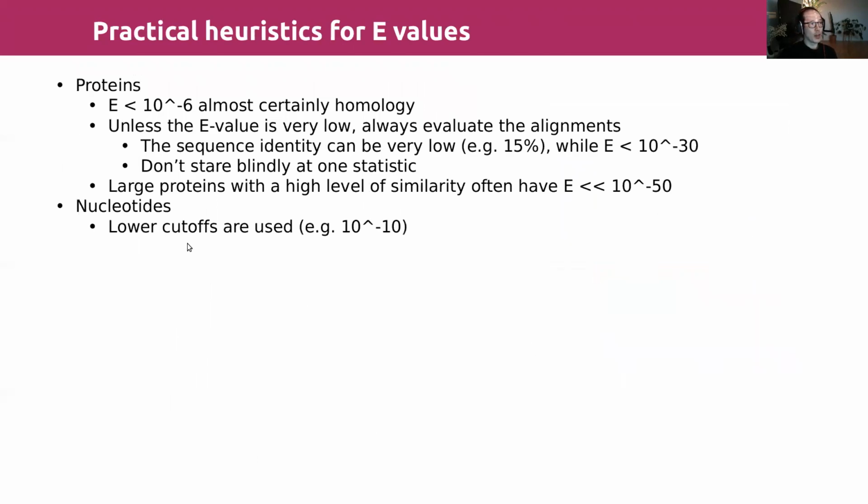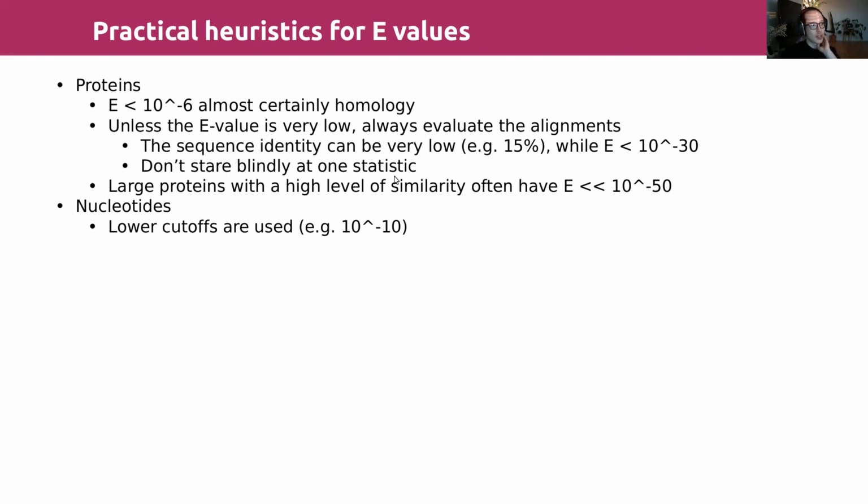And some rules of thumb for these numbers are that for proteins, usually if your number is less than 10 to the minus 6, then you're almost certainly looking at homologs, related sequences. But unless the e-value is extremely low, you always want to manually go in and look at the alignments themselves. And you can be fooled easily. Sequence identity can be low, for example 15%, but you can have an e-value that is 10 to the minus 30. This just depends on the attributes of the database and the query sequence that you're using.